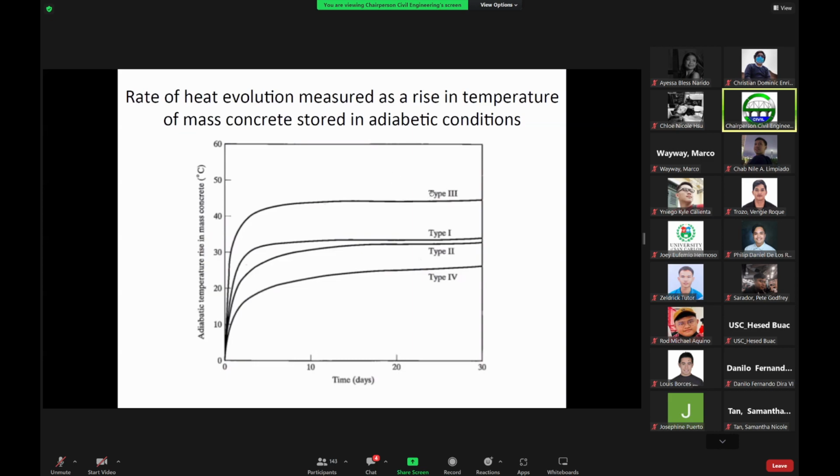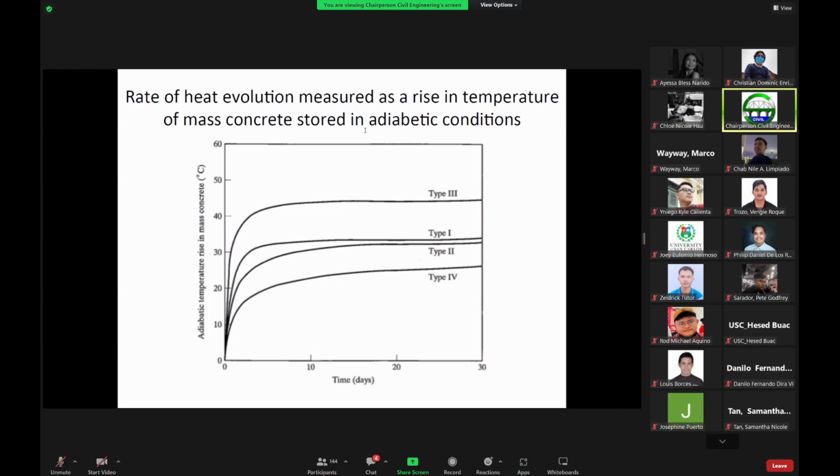So you will see here that for your type 3 Portland cement, because of its high C3S content and rapid rate of hydration because of the finer particle size, this results in a high rate of heat evolution. So if this heat is not allowed to escape, like in your adiabatic condition, the temperature rise of your type 3 is quite large compared to the other types of your cement. So when we have mass concrete, so these are sections with thicknesses over 500 millimeters.